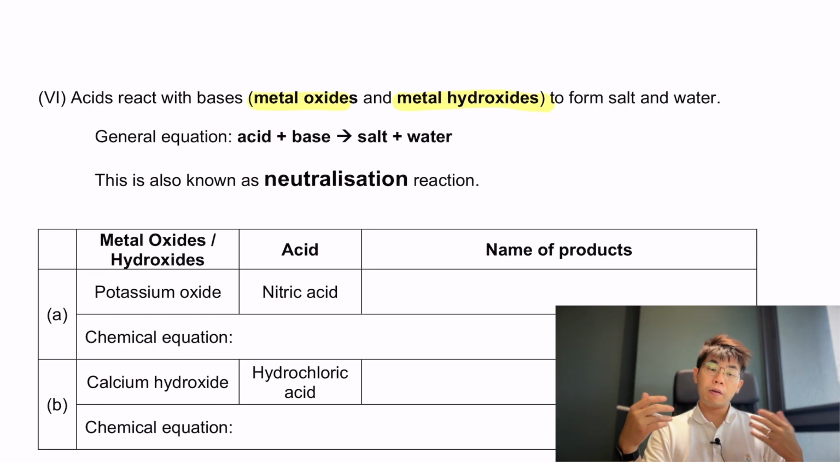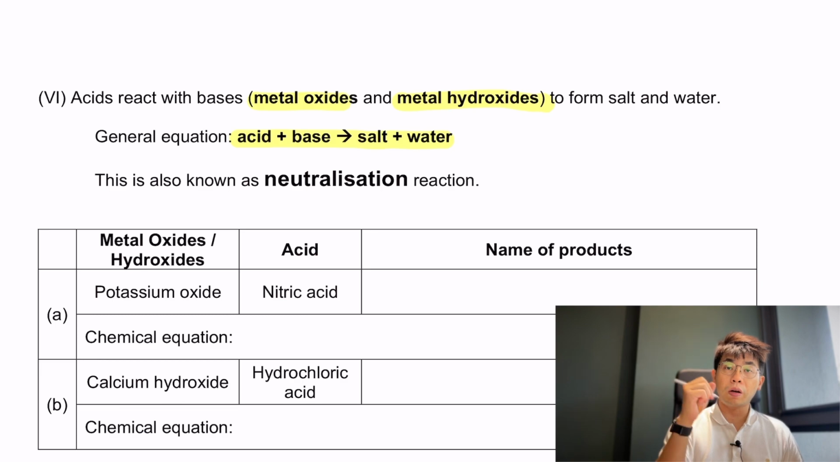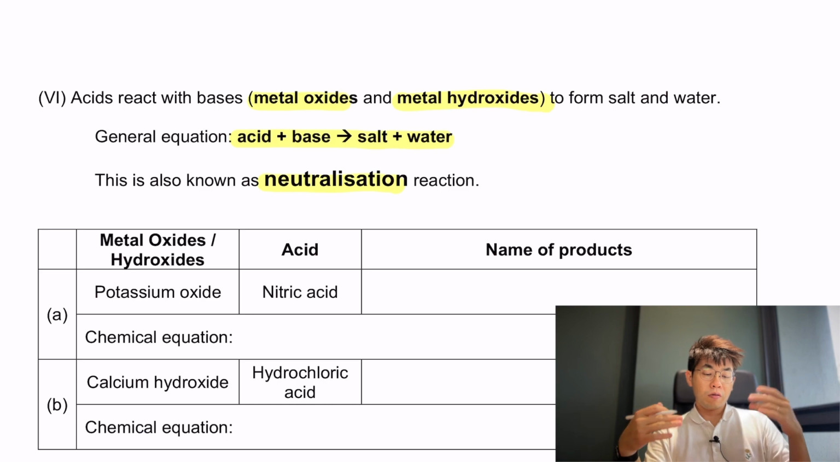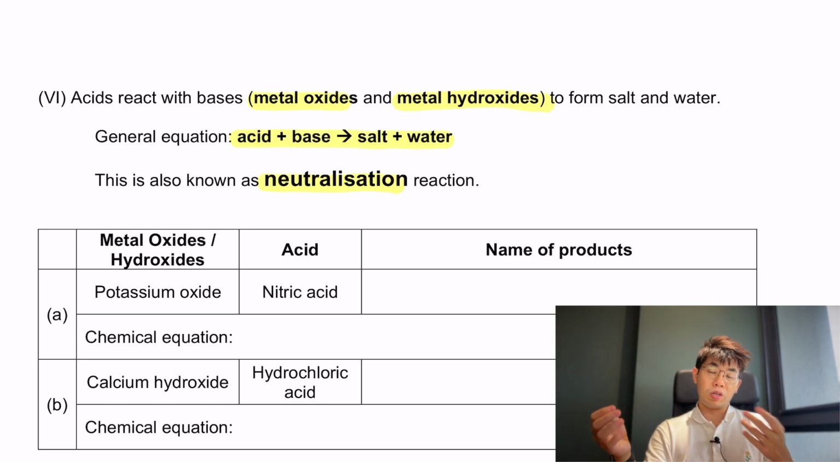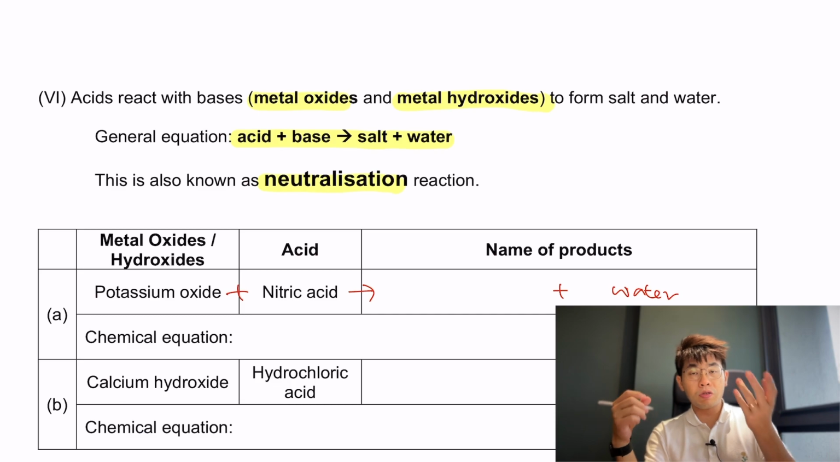These are bases. So the general equation is acid plus base gives salt and water, and this is also known as a neutralization reaction. So, salt and water. I have potassium oxide, which is a metal oxide, reacting with nitric acid, which is an acid. So I will get a salt and water. Let me write water first. So salt, again, nitric acid.